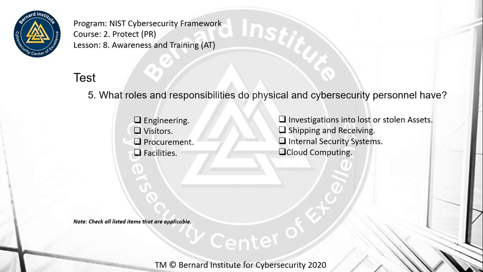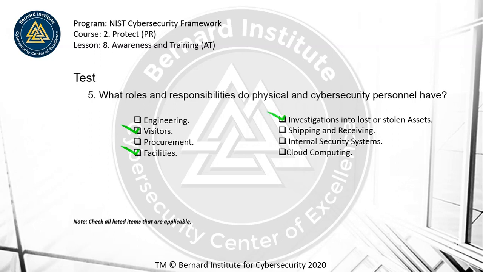Question number 5. What roles and responsibilities do physical and cybersecurity personnel have? They have to make sure that visitors are checked in, that we know who's on site and where they are and who's responsible for them, right? We need to know about the facilities. We need to know about the environmental, water, air conditioning, electricity, all the basic stuff, plus the physical perimeter, plus any kind of security issues. Maybe we have a loading dock. Maybe we have trucks rolling in and out of there. There's a lot of things you have to check into.